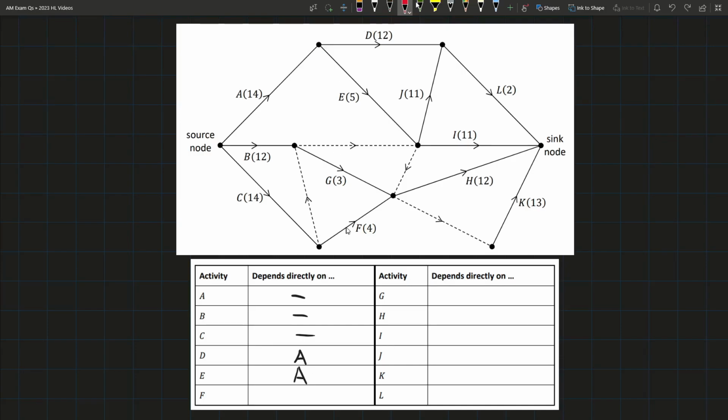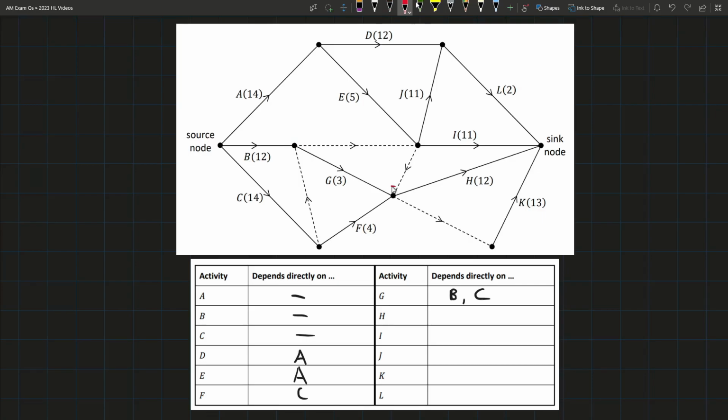We can see the node from which activity F comes is this one, and the only activity going into that node is C. Now G might catch you up, so G is coming out of this node, and you can see going into that node we have B, so G depends on B. G also depends on, you can see there's a dummy going into that node as well, and what goes to that dummy? Well, C. So effectively C goes straight to that node as well, so G therefore depends directly on C, because the dummy doesn't represent a time taken or an activity, it's just showing that C goes to that node, so G also depends on C.